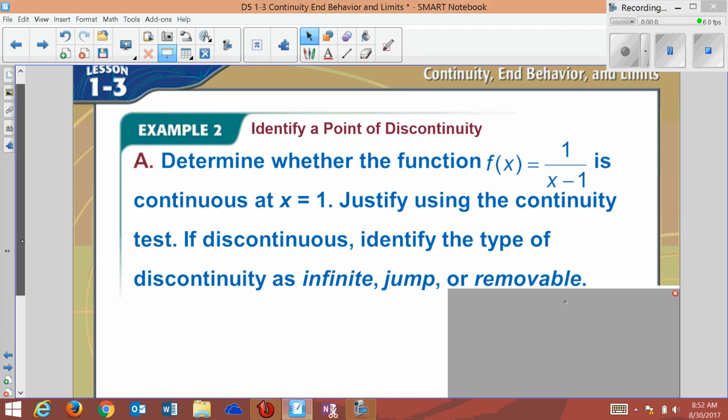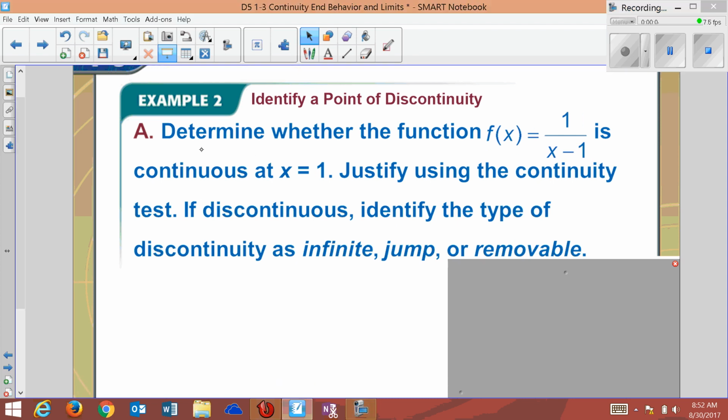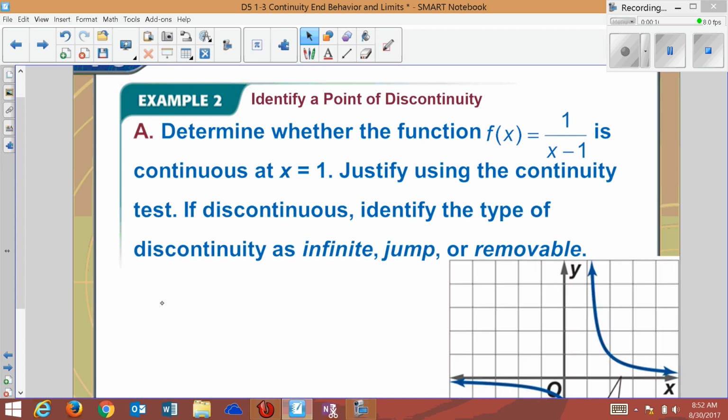All right, now let me try to go a little bit faster doing the same things. It says here in example 2a, determine whether the function f of x equals 1 over x minus 1 is continuous at x equals 1. Justify using continuity tests. Again, I'm going to look first at the picture.